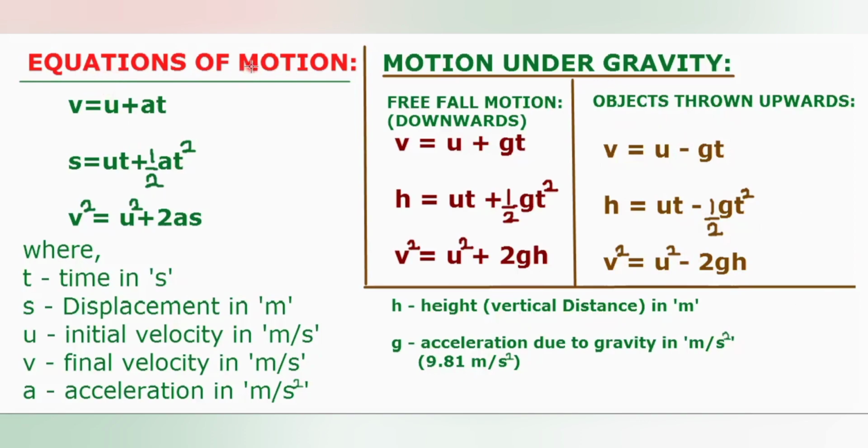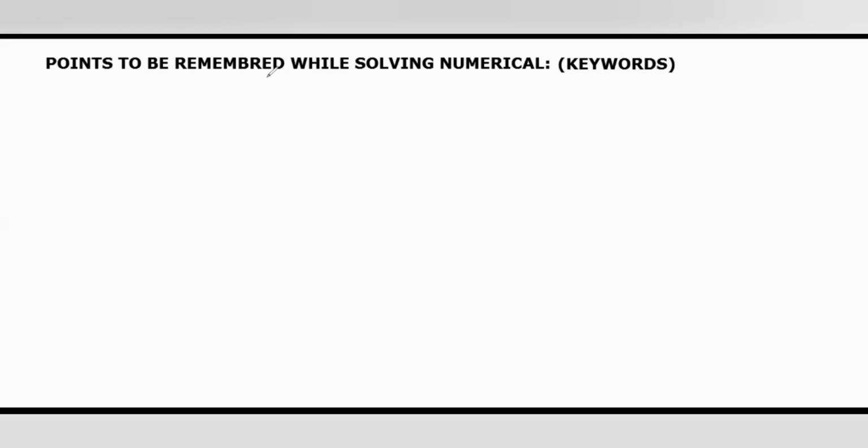This is for straight line motion. This is for motion under the influence of gravity, along the direction of gravity or free fall motion, against the direction of gravity, or when the object is thrown upwards with some initial velocity. Okay. Then the points to be remembered while solving the numerical.